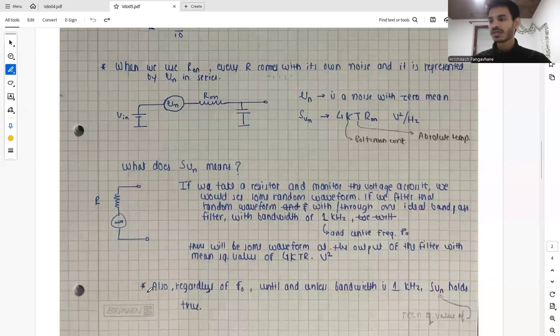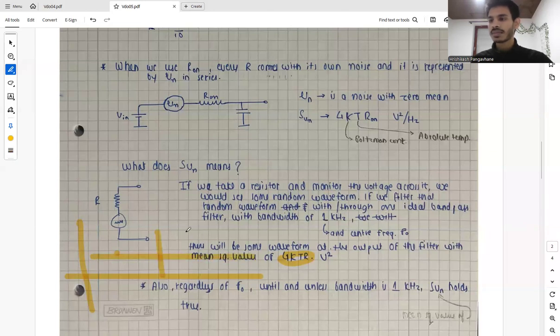Also, regardless of f naught, whatever the center frequency is, as long as the bandwidth is the same, the spectral density or the mean squared value remains 4 kTR. So it is independent of the center frequency. So along the whole range of frequency, we are getting that noise.